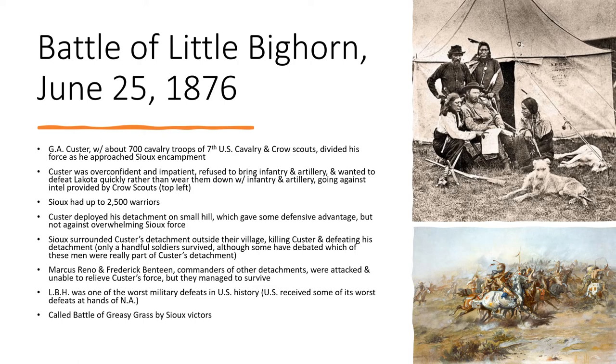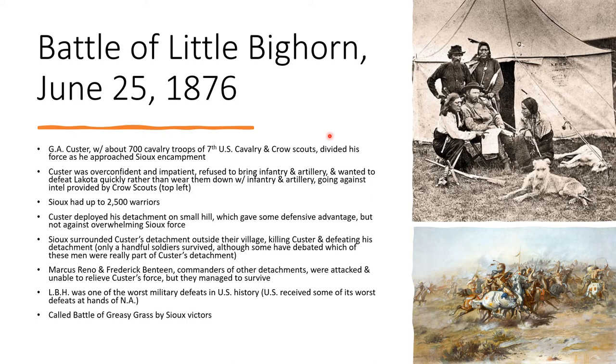The Battle of Little Bighorn was fought on June 25th, 1876. It's being fought during the summer, a time when the Lakota, with their mounted warriors, are going to have an advantage. George Custer had about 700 cavalry troops from the 7th U.S. Cavalry. He also had Crow scouts, and he made some important tactical mistakes that really hampered the effectiveness of his force at this battle. He divided his force into three smaller detachments.